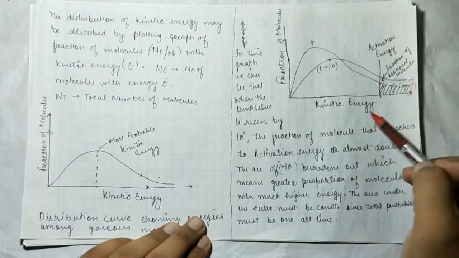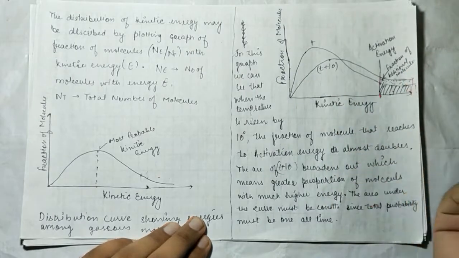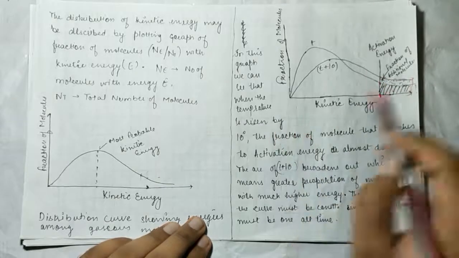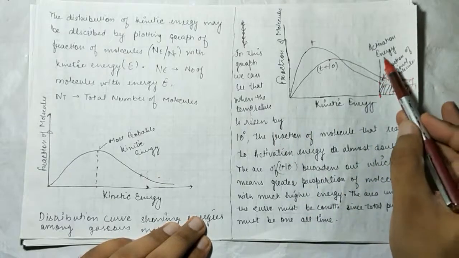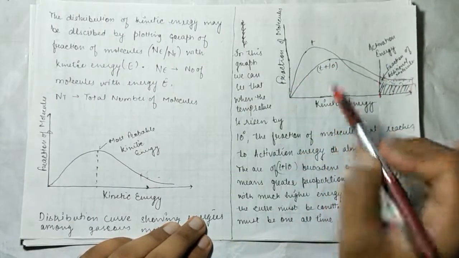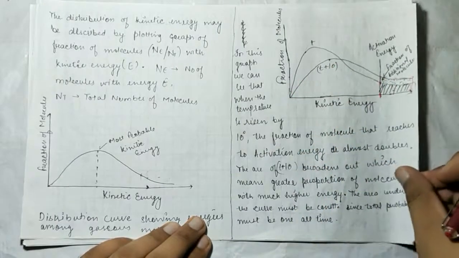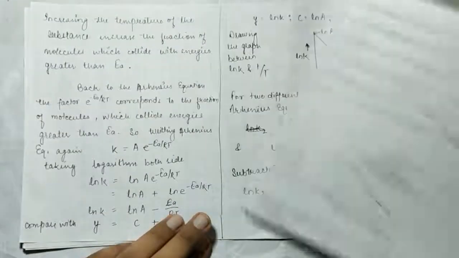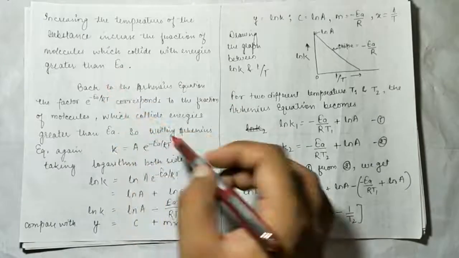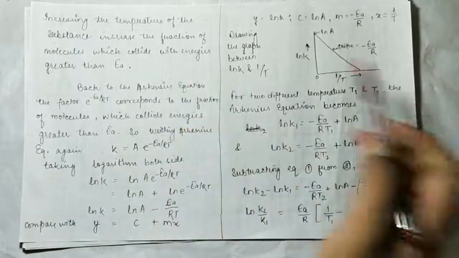At T+10 the reaction rate becomes double, क्योंकि almost double the molecules are reaching the activation energy at a 10 degree rise in temperature. Okay, so this is all explained with this graph.